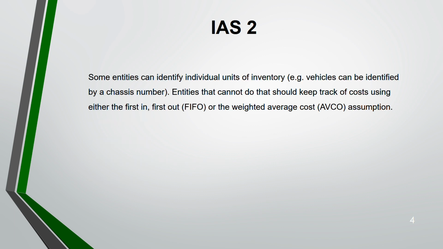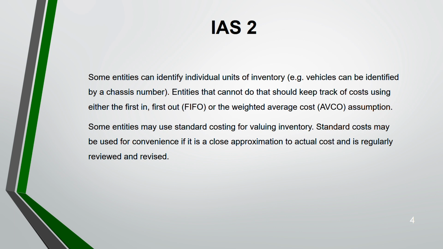Now, some entities can identify the individual unit of inventory. For example, vehicles can be identified by a number, the chassis number. Entities that cannot do this should keep track of the cost using either FIFO, first in, first out, or AVCO, weighted average cost.